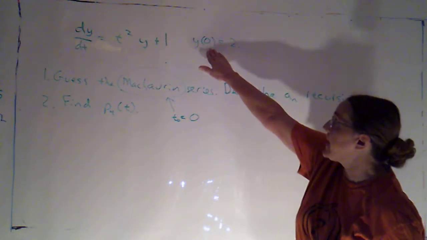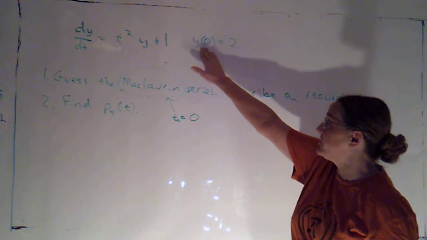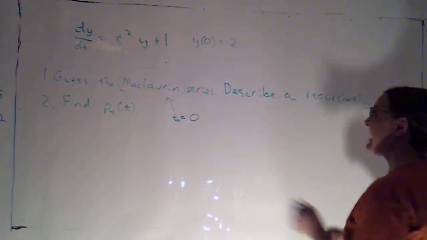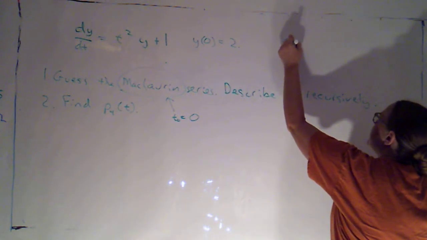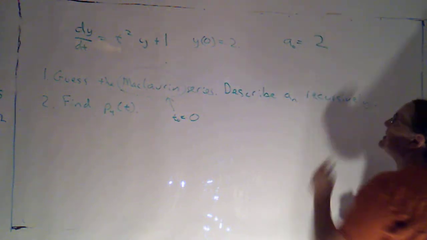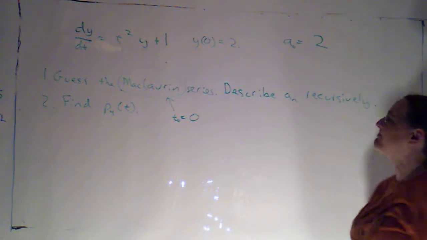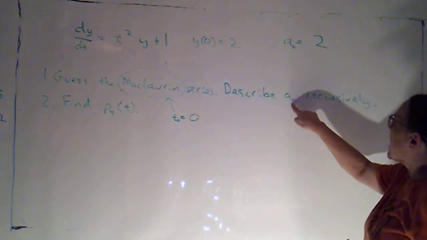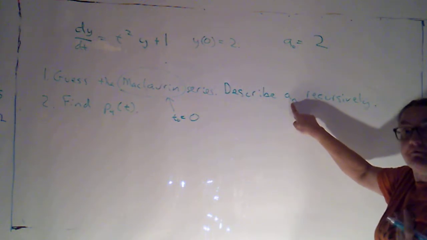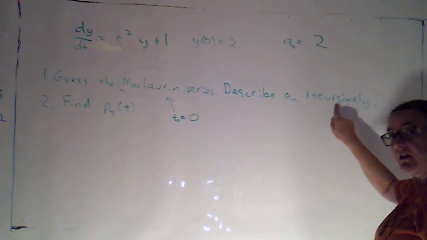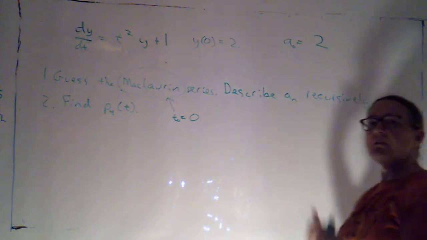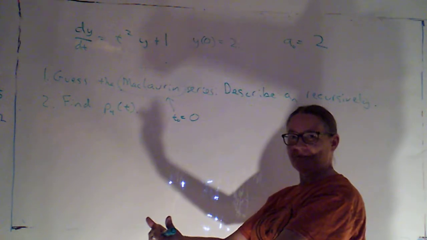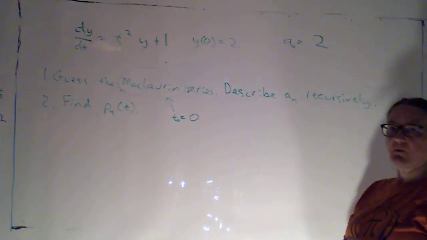That's kind of nice because my initial condition gives me the function value at 0. That actually tells me that a sub 0, the constant term, is going to be 2. Okay. We're asked to describe a sub n, the coefficient in front of t to the n, recursively. That just means that we're describing it in terms of its predecessors. And we'll see how that plays out as we work this through.